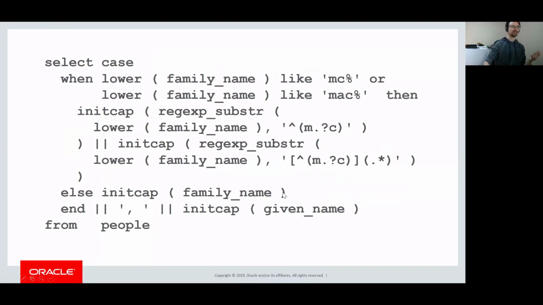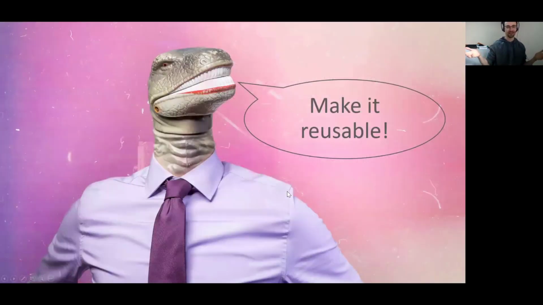People look at this, and someone almost inevitably says, well, can't we make this easier? Can't we simplify it? Can we make it reusable? Because so far, that formatting is localized to one SQL statement. Normally, if we do this kind of thing, we'll want to be able to format names in a standard way across the application. You don't want to have to copy and paste that horrible case statement everywhere that you have to display somebody's name. So somebody says, let's make it reusable. Let's come up with a way of doing this. And you go, okay, how do we make things reusable? Well, we create a function.